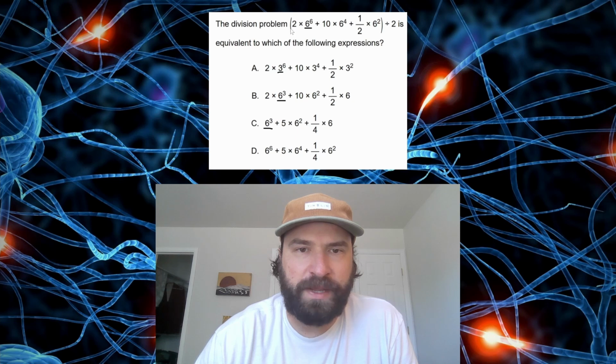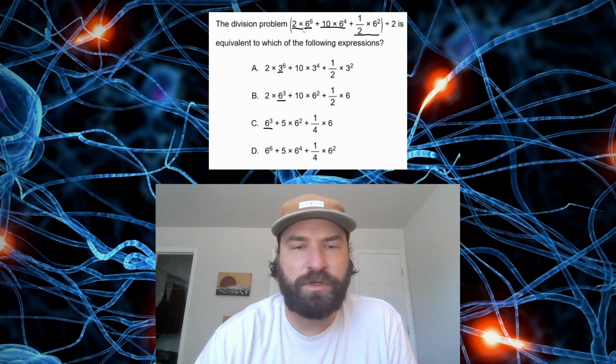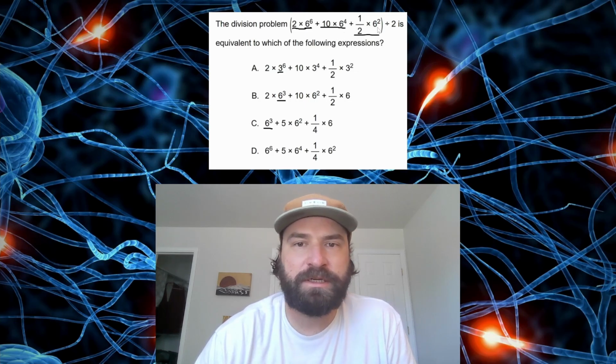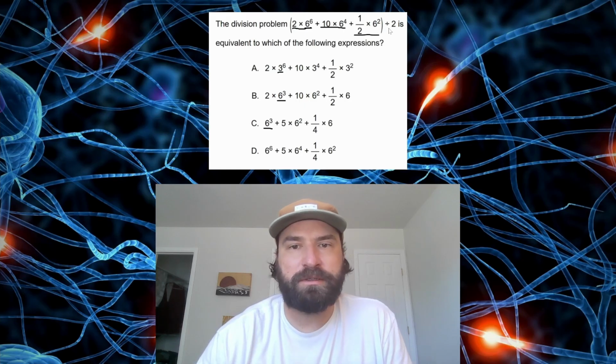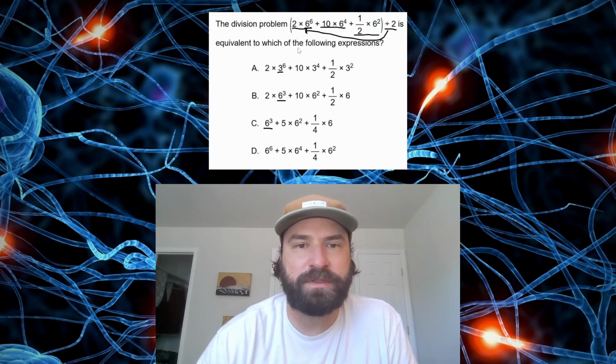So basically, we've taken each of these terms. There's 3 different terms we can kind of think about being added together if we break it up like this. So 2 is being multiplied by 6 to the 6th, and then that's being added to 10 times 6 to the 4th, and then that's being added to 1/2 times 6 squared. So we can distribute this divided by 2 to each one of these terms.